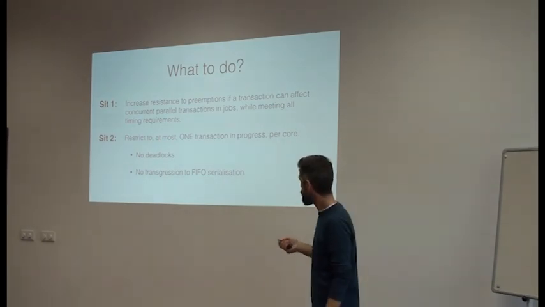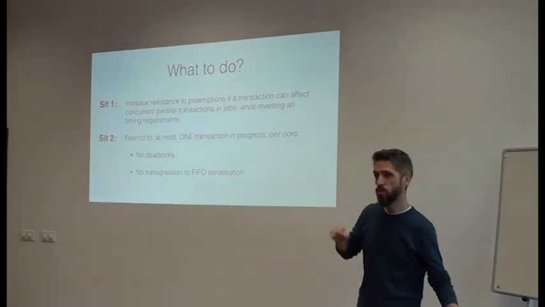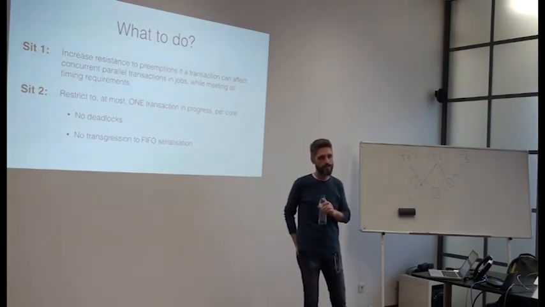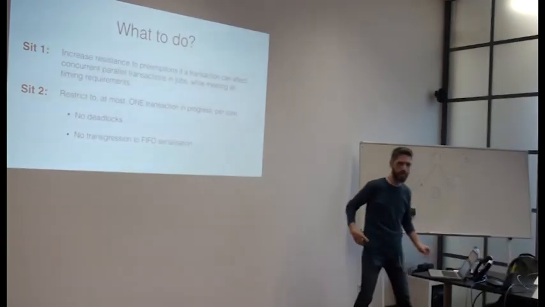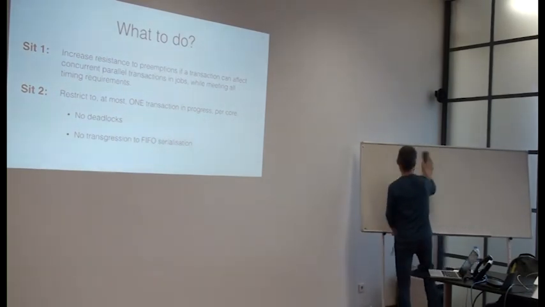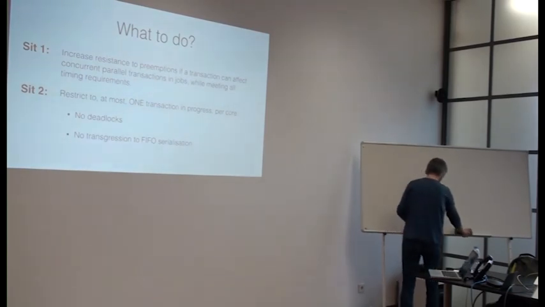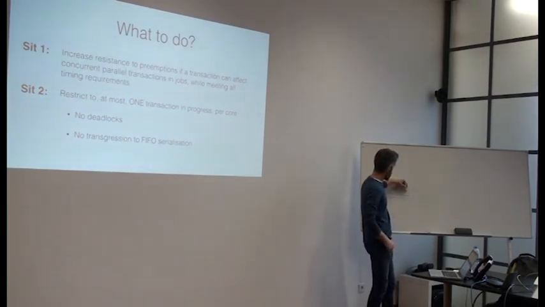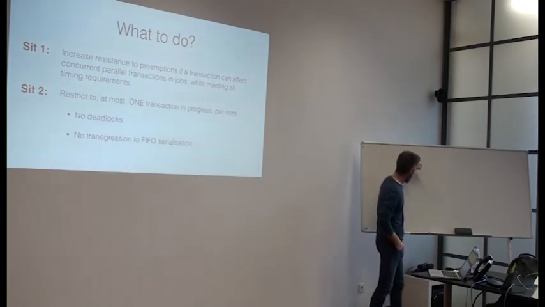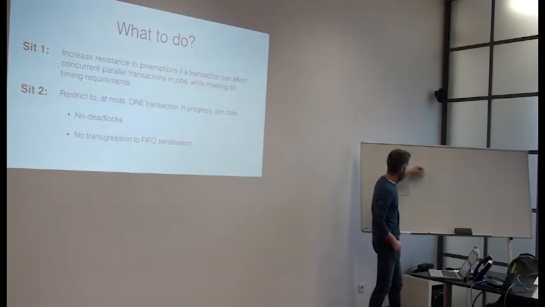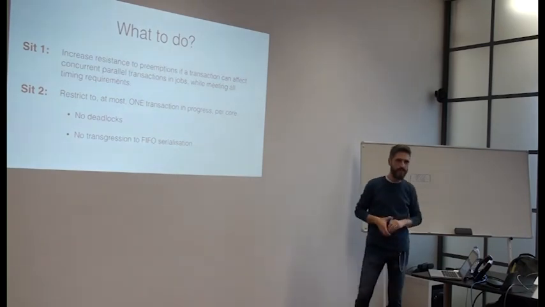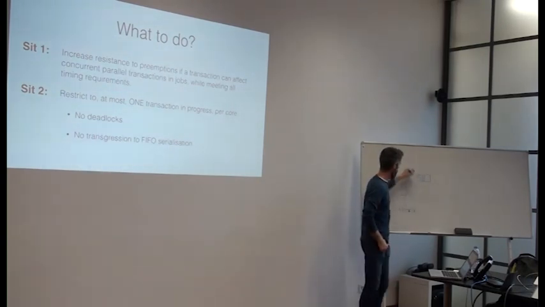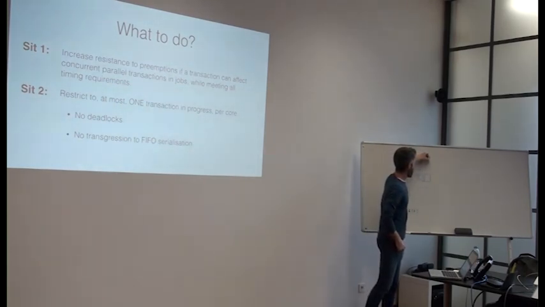This avoids deadlocks, and we assume that in order to avoid deadlock, we will not transgress the first in, first out serialization. Why is that? I will use the whiteboard because it's easier than rewinding the presentation. I'm doing a transaction here, but all of a sudden it is preempted by this one that executes a conflicting transaction. So let's say that this one is write A, and this one also writes A.